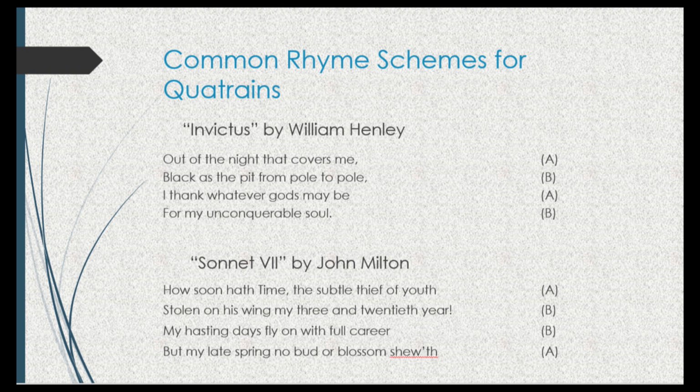Some common rhyme schemes for quatrains are A, B, A, B, or A, B, B, A. Here are 2 examples of both the rhyme schemes. Invictus by William Henley has the A, B, A, B rhyme scheme, and then Sonnet 7 by John Milton has the A, B, B, A rhyme scheme. It is also called the enclosed rhyme scheme because the A rhymes enclose the B rhymes.